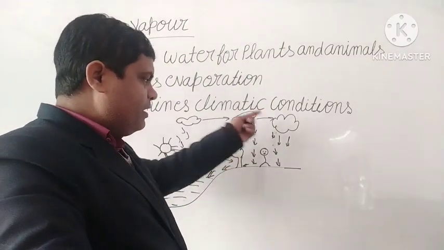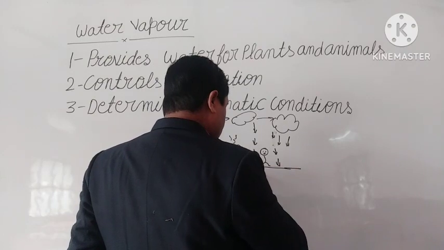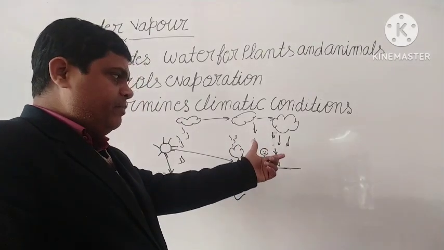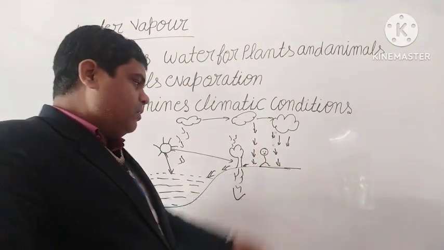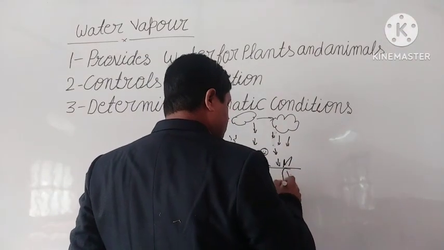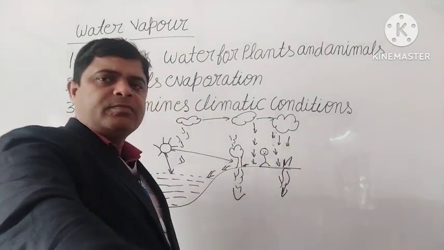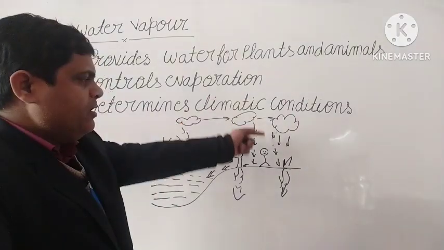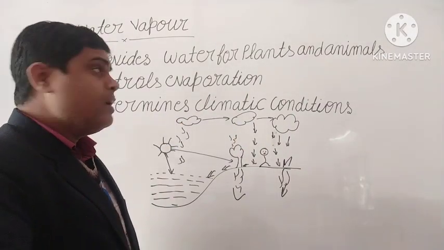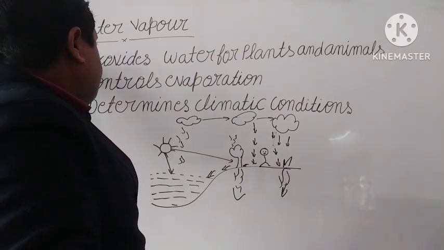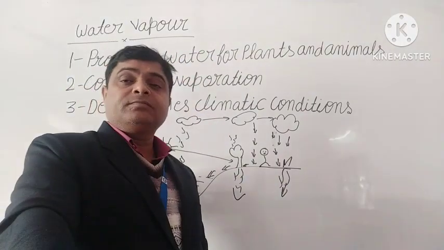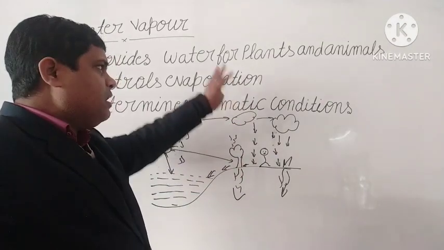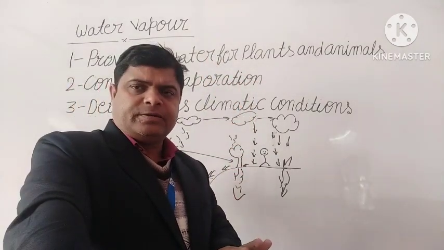Clear? After that, this rainwater is absorbed by the plants through their roots, and it goes downward. Many grasses also have roots, and by these roots the water is transferred downward. Clear? So this is water vapor: how water changes into vapor form, and after that how it again changes into liquid form. Got it? So see, the first point is that it provides water for plants and animals. I told you how we get rainwater from water vapor. So by this process, all our plants and animals get water. Got it?